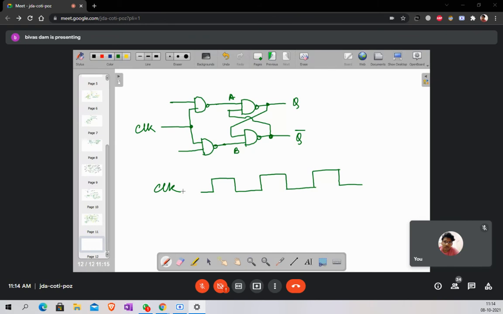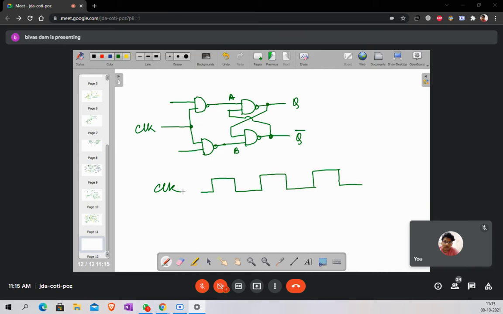One prop is zero. What happens to AB? One. If AB is 1-1 for the basic NAND latch or the fundamental NAND latch, what happens to Q and Q1? Not allowed. Who says it is not allowed? Q minus, sir. It is the previous output value. That is Q minus.